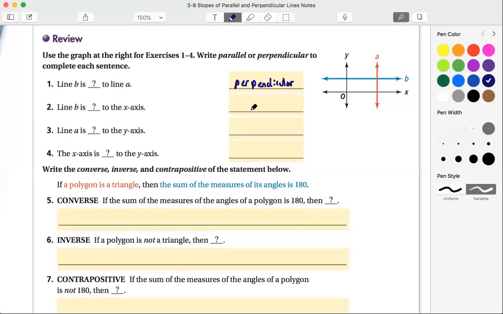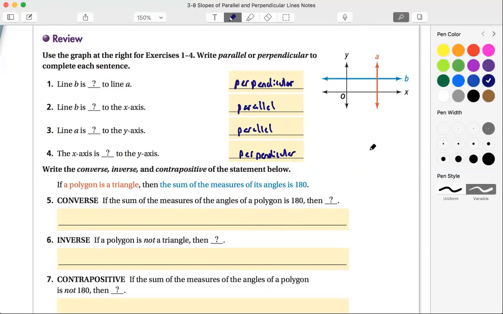Line B is blank to the x-axis. Line B looks to be parallel. Line A is blank to the y-axis, parallel. And the x-axis is blank to the y-axis, perpendicular.